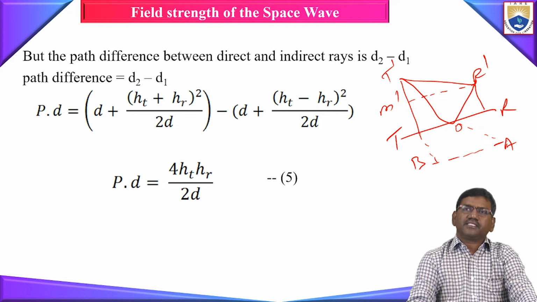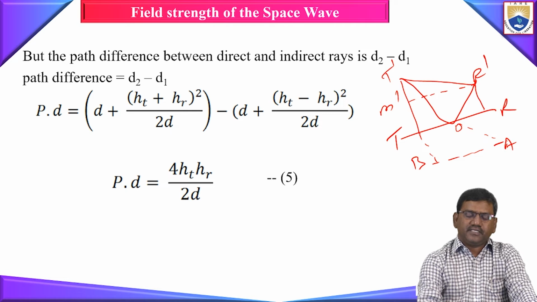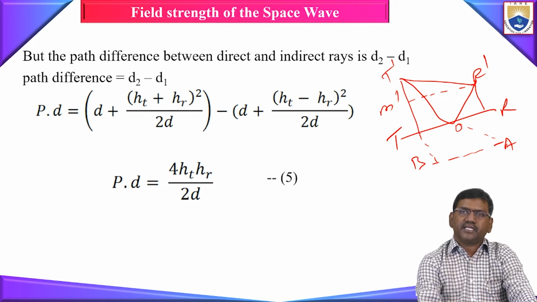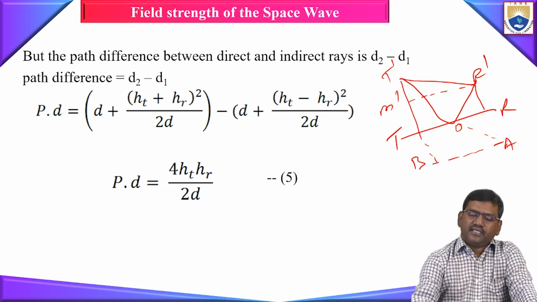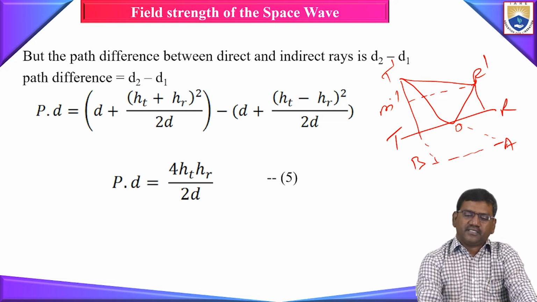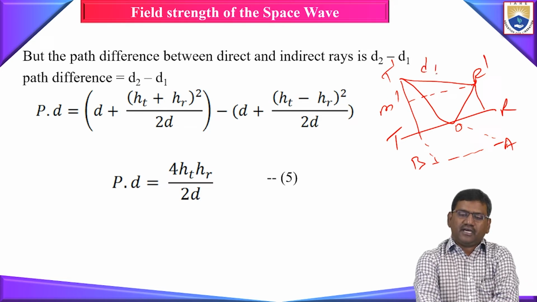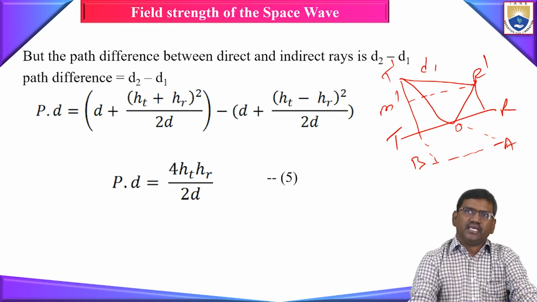Here, whenever the signal is being propagated from the transmitting antenna, there are two types of ray paths we are getting from the transmitting antenna. One is the direct path and the other one is the indirect path. The signal along the path D1 will reach the receiving point R dash earlier when compared to the indirect path.